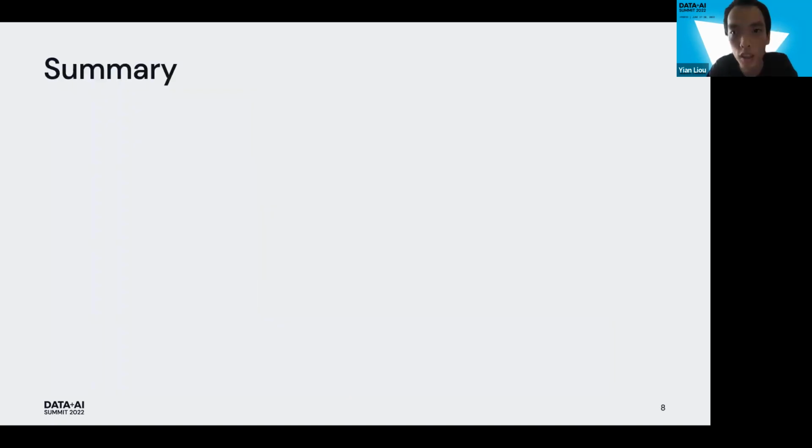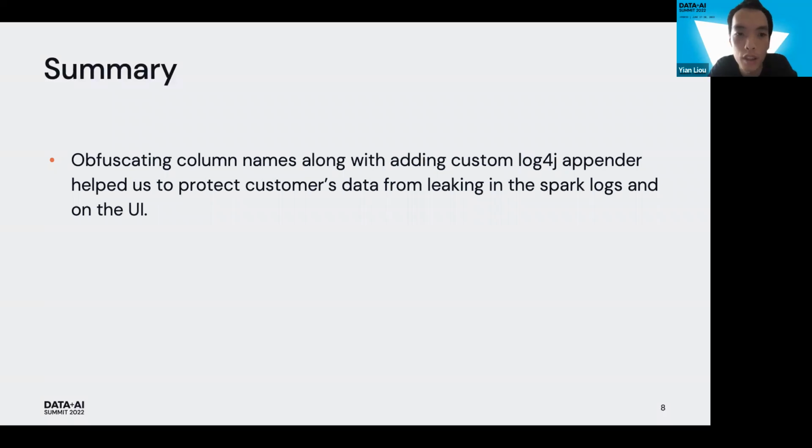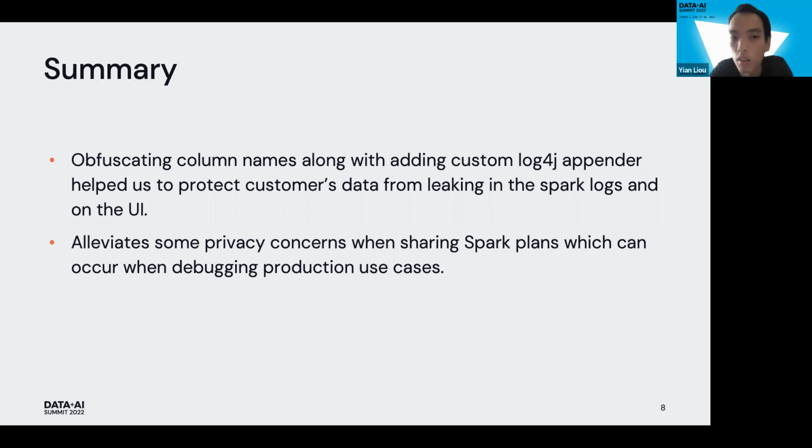To summarize the changes that we've made at Workday, here is the following. Obfuscating column names along with adding a custom log4j appender has helped us to protect customers' data from leaking in the Spark logs and on the UI. By doing so, this alleviates some privacy concerns when sharing Spark plans with other engineers, which can occur when we're debugging production use cases.